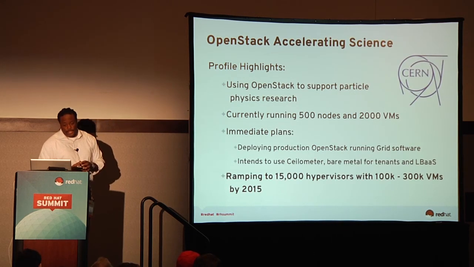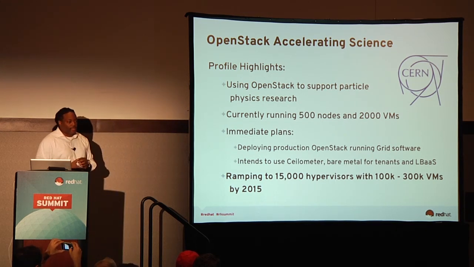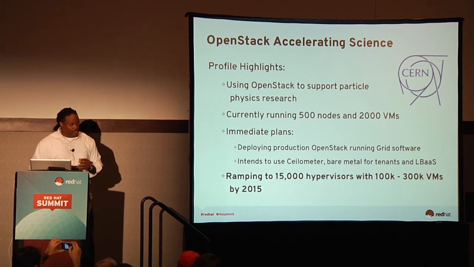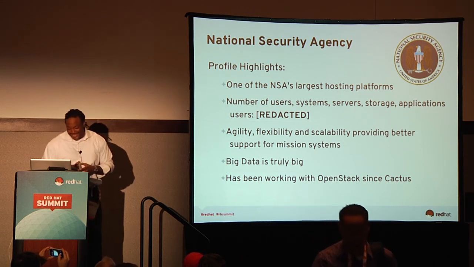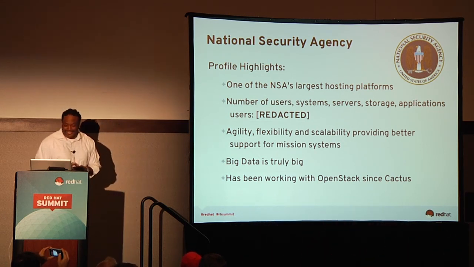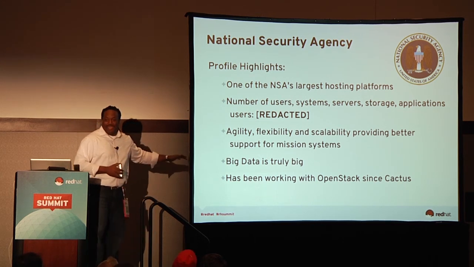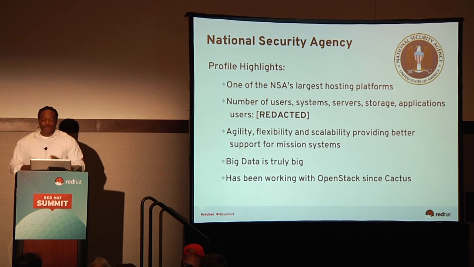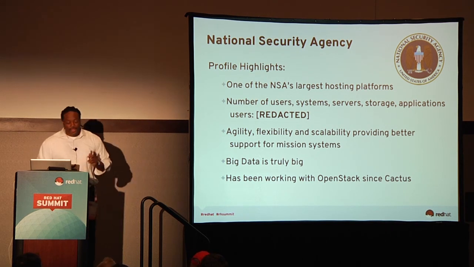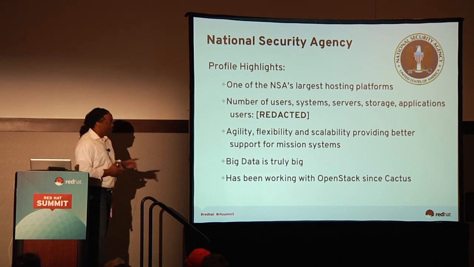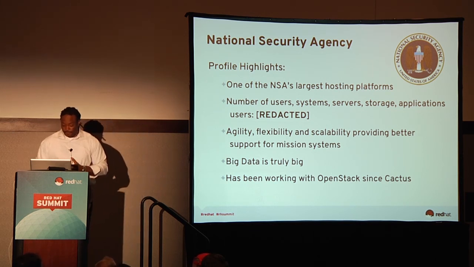Our friends over at CERN, Tim Bell, they're ramping up to 15,000 hypervisor nodes with 300,000 VM possibility by the end of 2015. The National Security Agency, we need somewhere to store all the data. Big data here is truly big. No, but we love the NSA. They're a huge Red Hat customer. They have good experience with OpenStack. Nate Burton said that they've been working with OpenStack since Cactus, so that's a long time to be using the cloud with an elastic cloud.